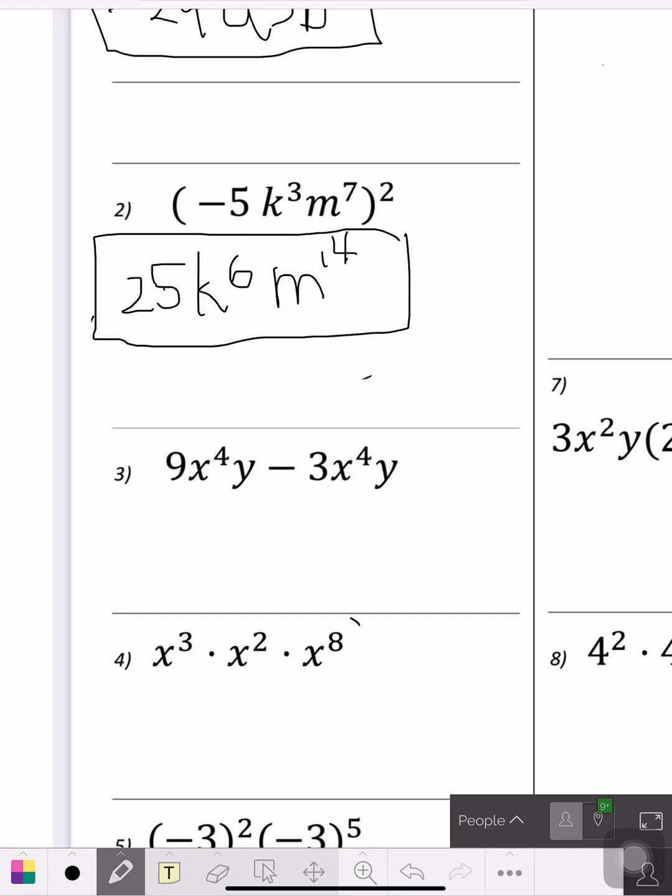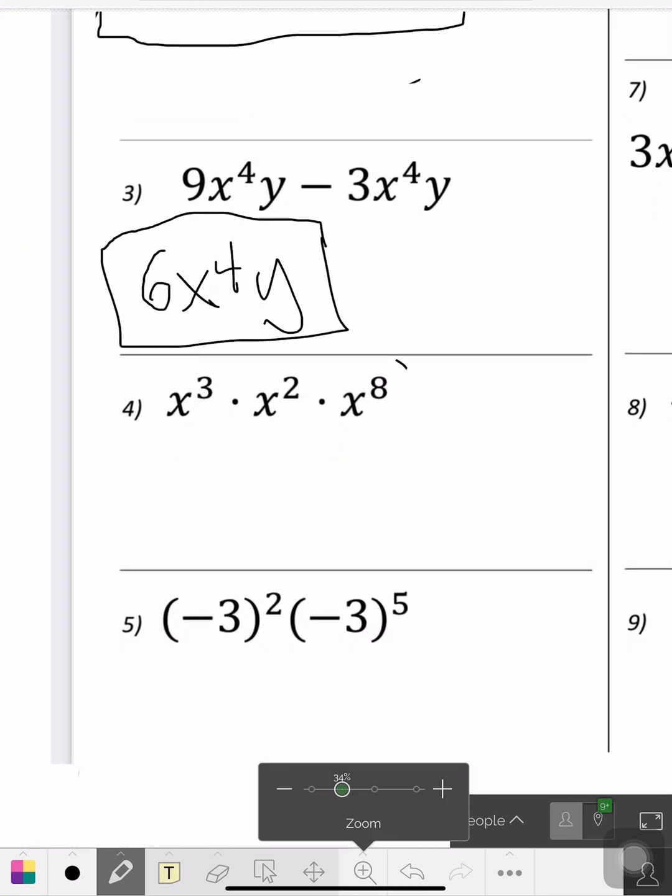Now, we have a subtraction problem. So how this works, it's 9 minus 3 is 6. The x stays the same, and the y stays the same. And that's the total answer. That's all there was to that one. That was even easier. So let's move on to the next one.